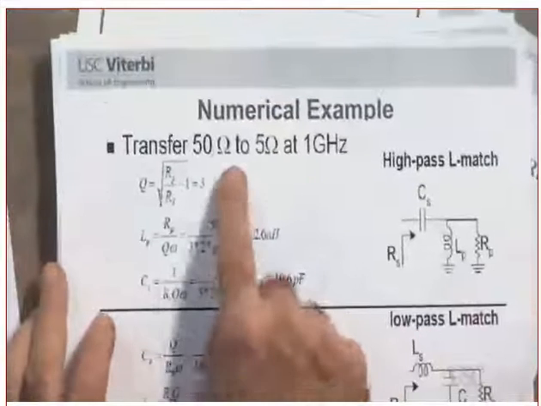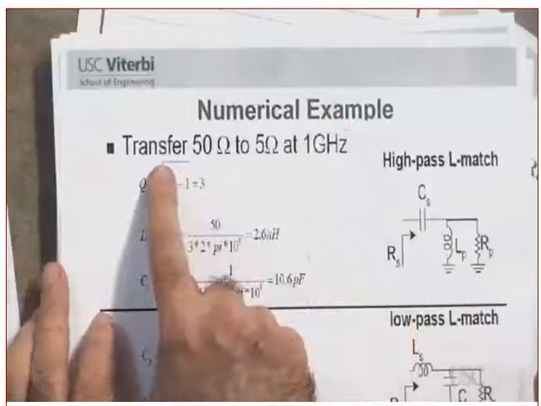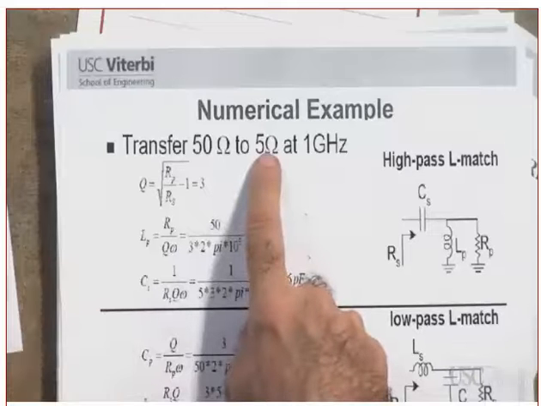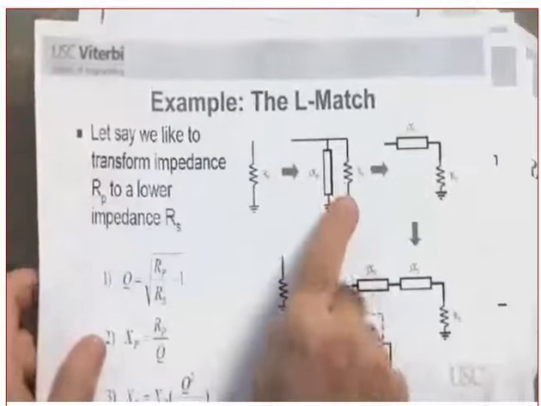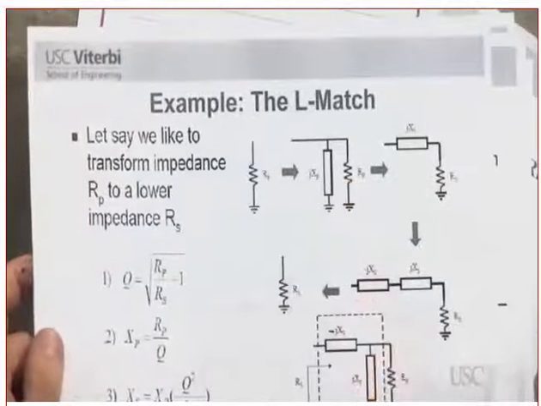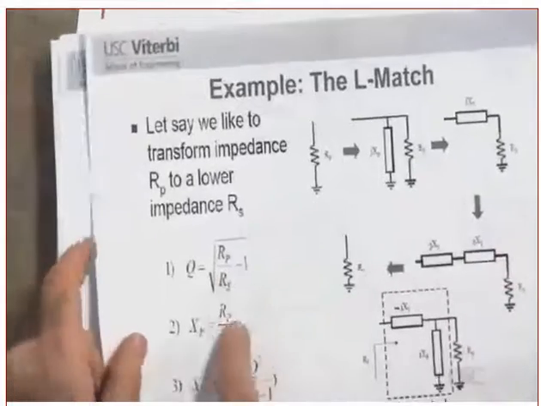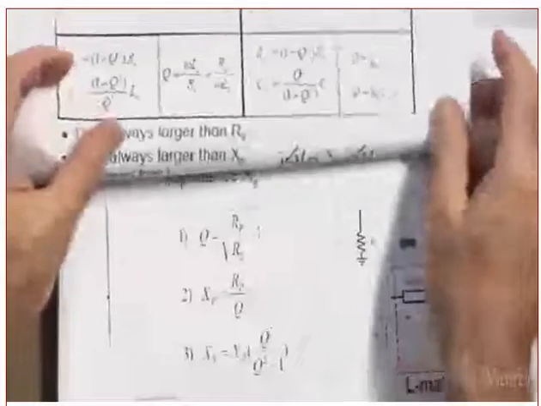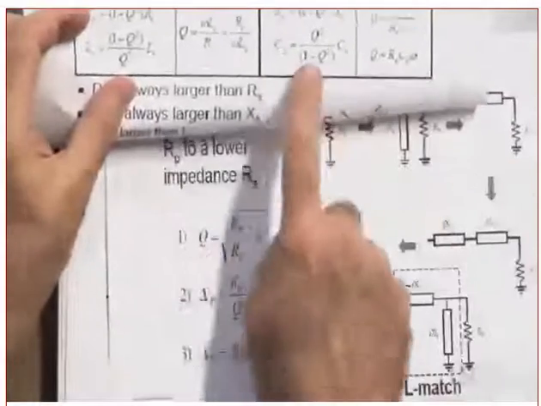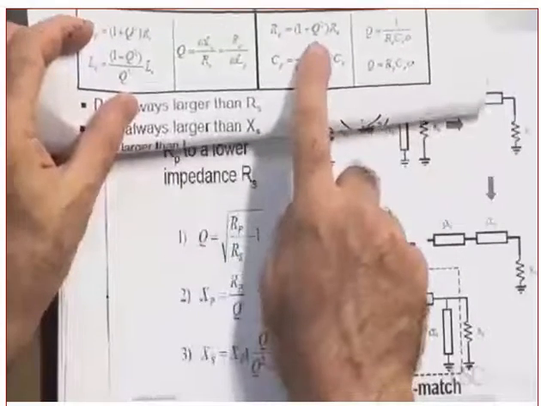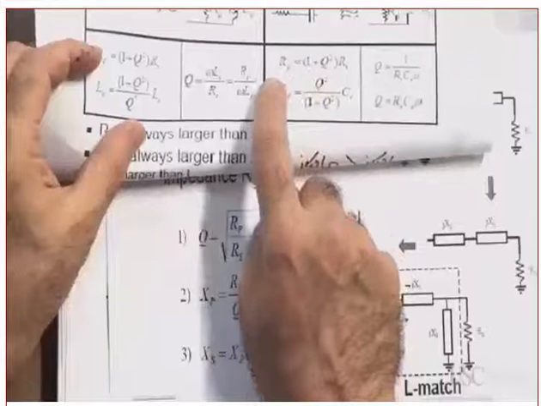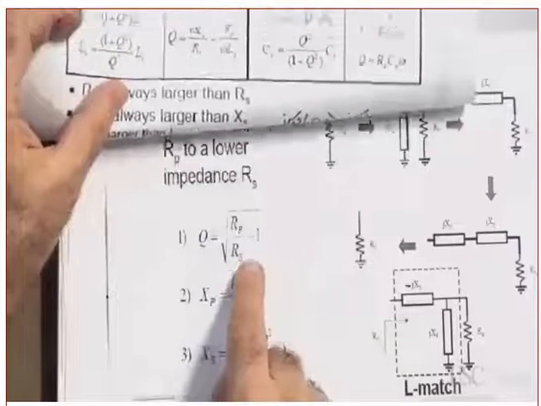Okay. Now, let's see if you can help me. Numerical example. I want to transform 50 ohm to 5 ohm. This is 50 ohm, and I want 5 ohm. Let's see if you recognize these equations. I want to change this to this. What is the Q? Tell me what is the Q here. It's the square root of RP over RS minus 1.